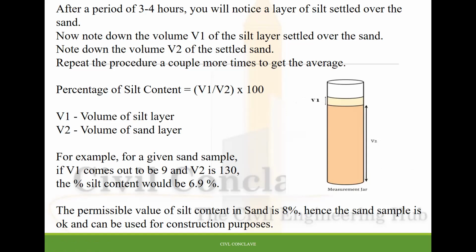The permissible silt content is a maximum of 8%, which can be used for construction purposes. If it exceeds 8%, it will absorb more water, but it will reduce the concrete strength and mortar strength. So it is advisable to check the sand silt content for every 20 cubic meters.